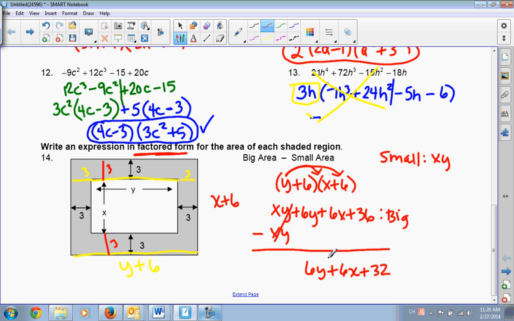So we have to ask ourselves, is there anything we can factor out of this? A 6. Wait. No. Not a 6, because 6 doesn't go into 32 evenly. I don't know why I wrote 36. Oh, because you said 32, I wrote 32. Sorry. Yes, a 6. So really our answer is 6 times y plus x plus 6.